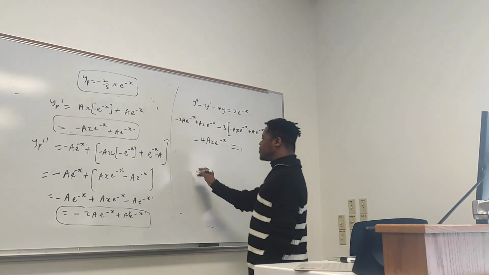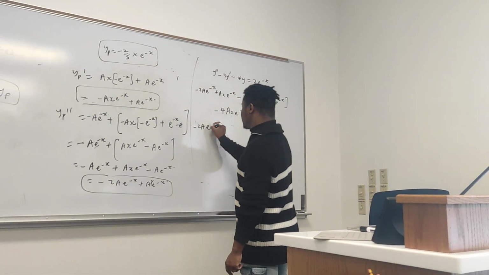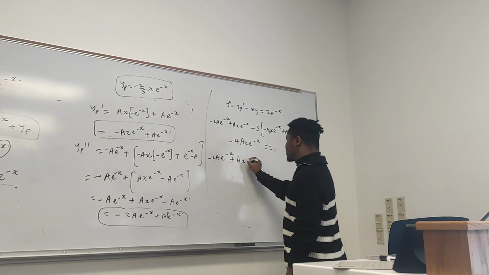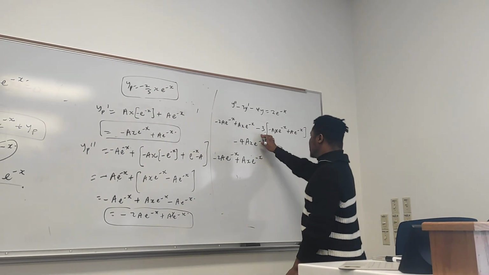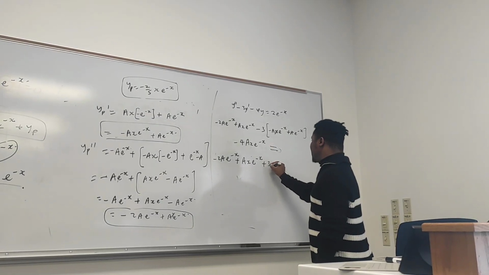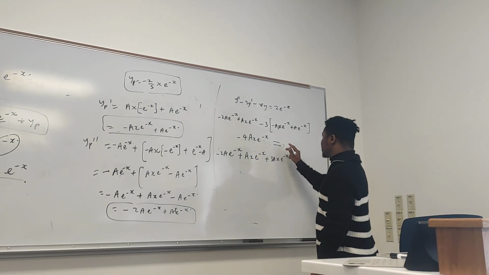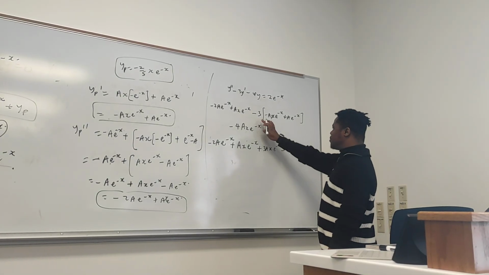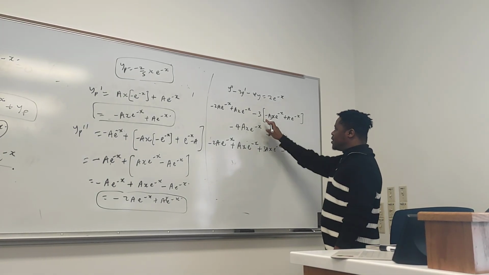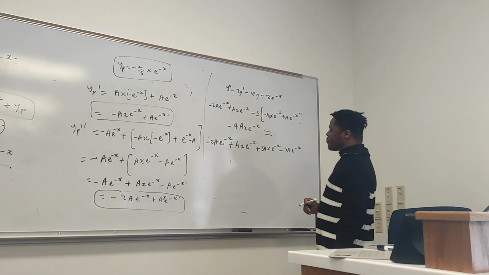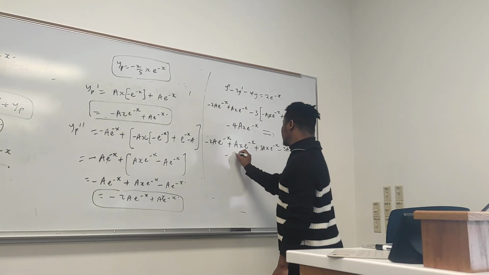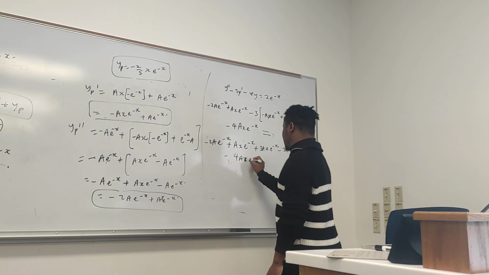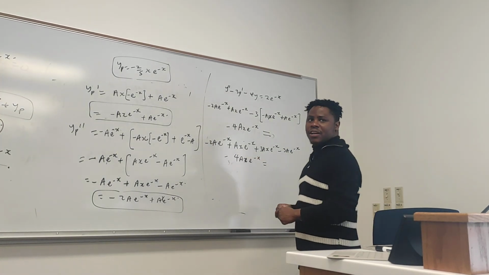That gives negative 2a exponential negative x like this, plus ax exponential negative x. This gives plus 3ax exponential negative x minus 3a exponential negative x like this, because this minus 3, yeah, this minus and minus is plus. Then minus 4ax exponential negative x. Let's start seeing which cancels out.